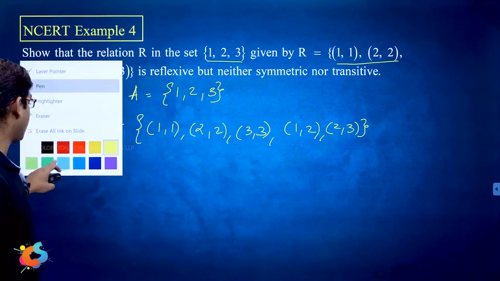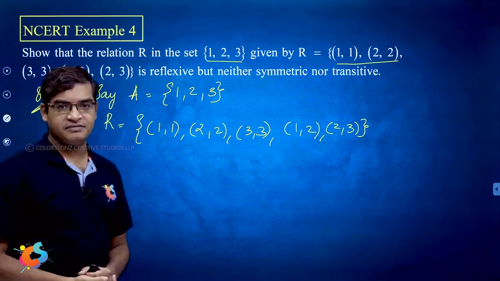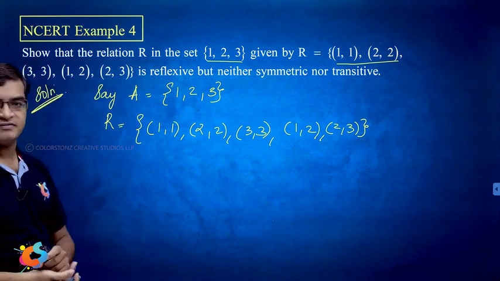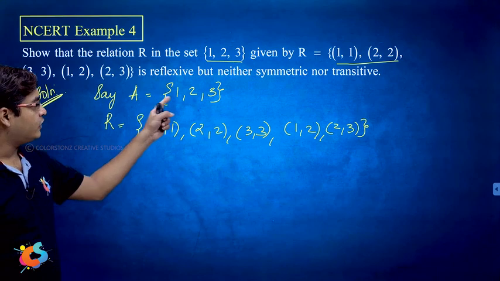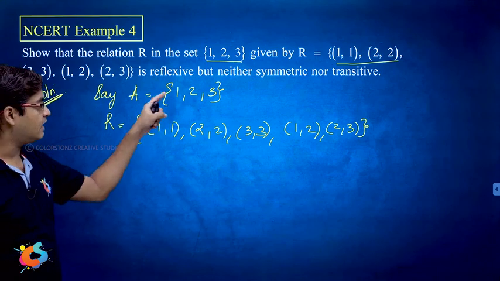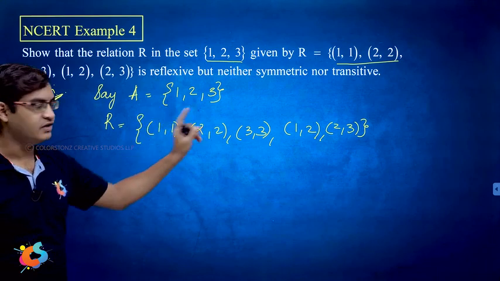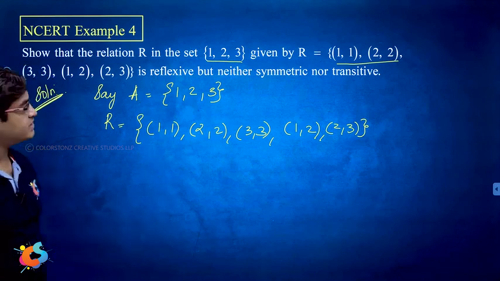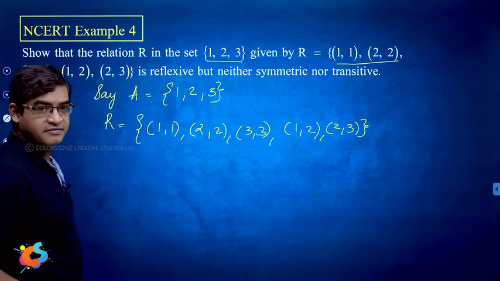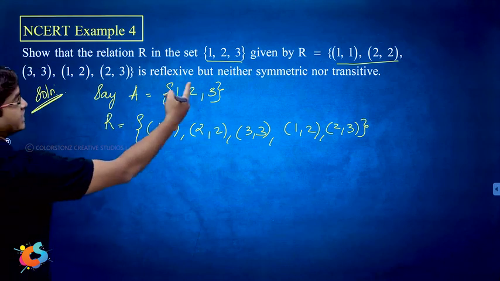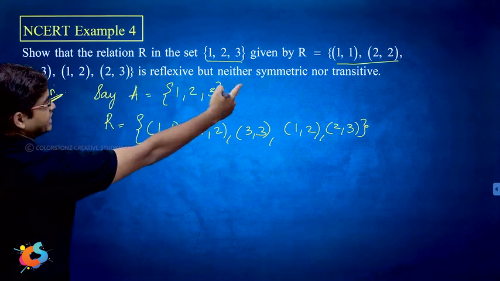Okay. So now, is this reflexive? Just by seeing, I can say this is reflexive because every element of A is mapped to the same element. 1, 1 is there, 2, 2 is there, 3, 3 is also there. So therefore this is reflexive. Show that this relation is reflexive.